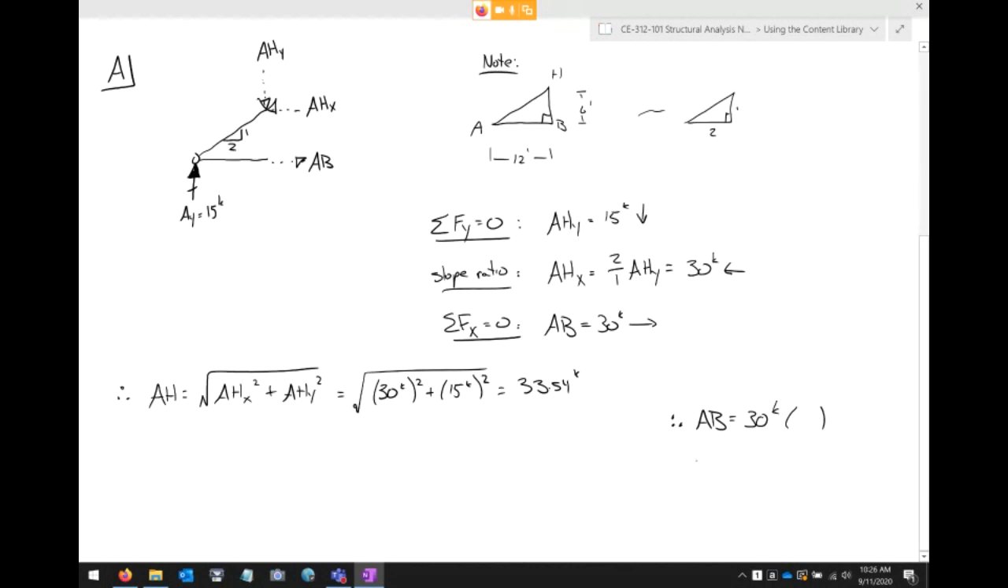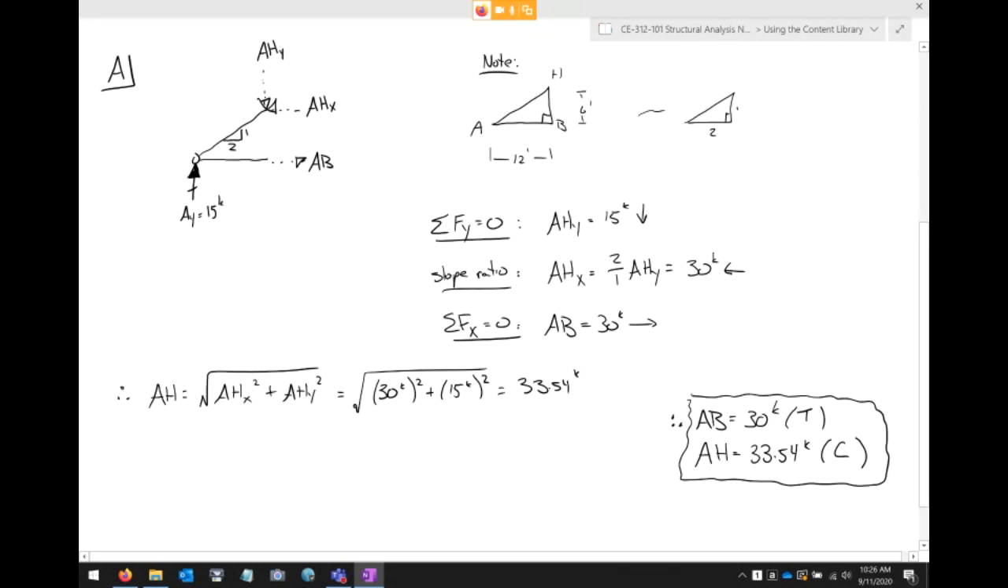Now, member AB, is that tension or compression? Tension. There you go. And member AH, I think we already said that one. That one's in compression. All right. And then, like I said, I think it's a good idea to label that on a sort of master image for your solution. So we'll say this is 30 kips. And this is 33.54 kips.